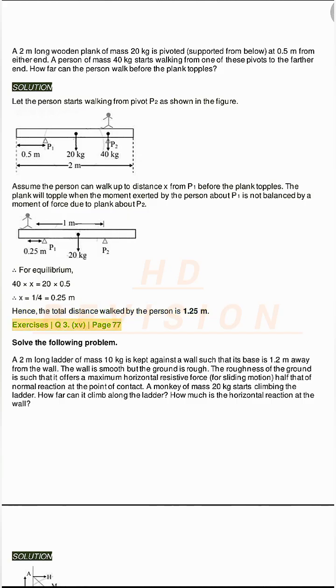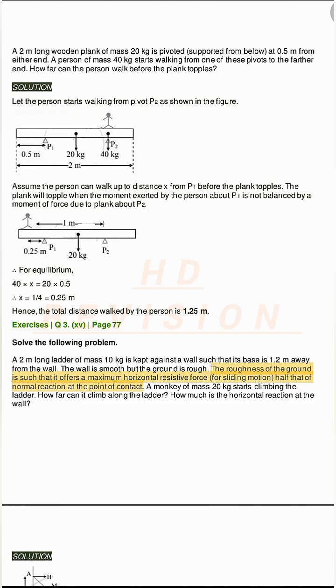Exercises Q3. XV, page 77. Solve the following problem. A 2 meters long ladder of mass 10 kilograms is kept against a wall such that its base is 1.2 meters away from the wall. The wall is smooth but the ground is rough. The roughness of the ground is such that it offers a maximum horizontal resistive force, for sliding motion, half that of normal reaction at the point of contact.